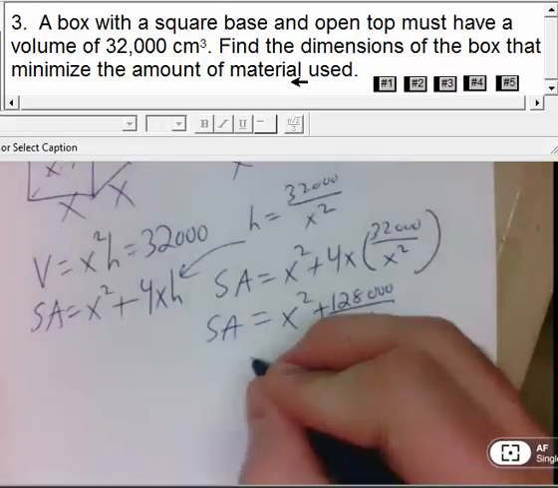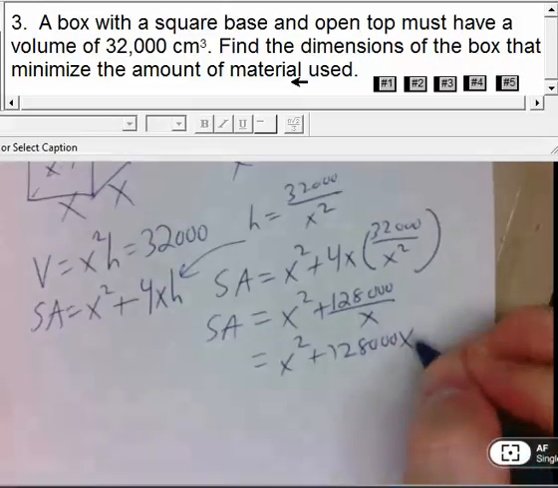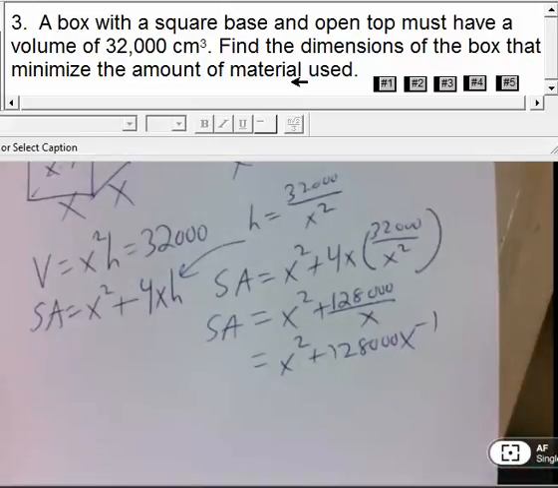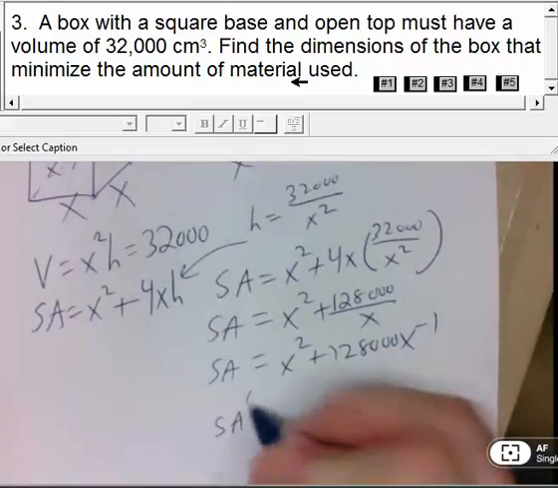Rewrite it. It's just a constant, so just change that so that your derivative is easier. Do a little power rule and go from there. So let's take our derivative now.